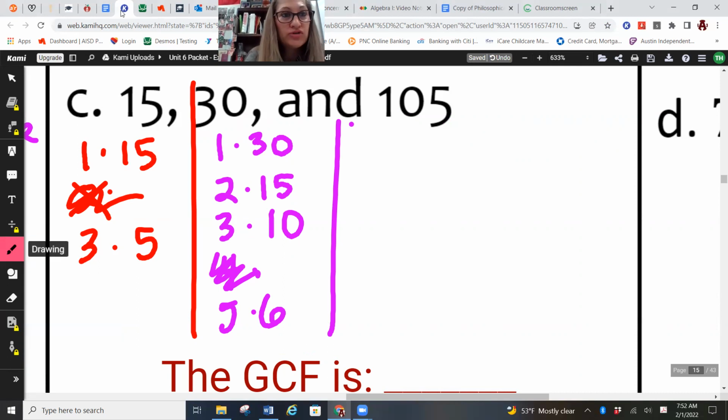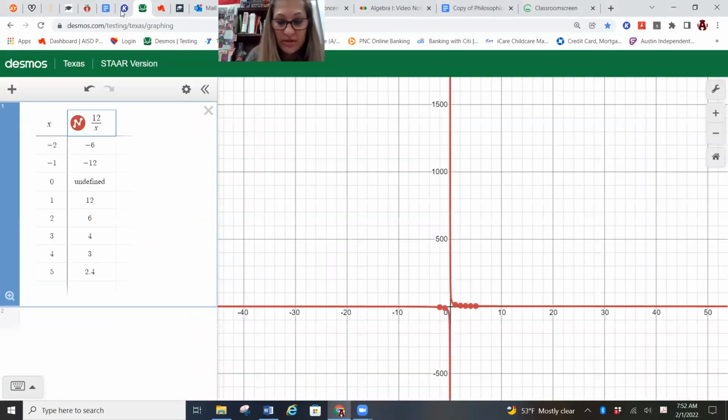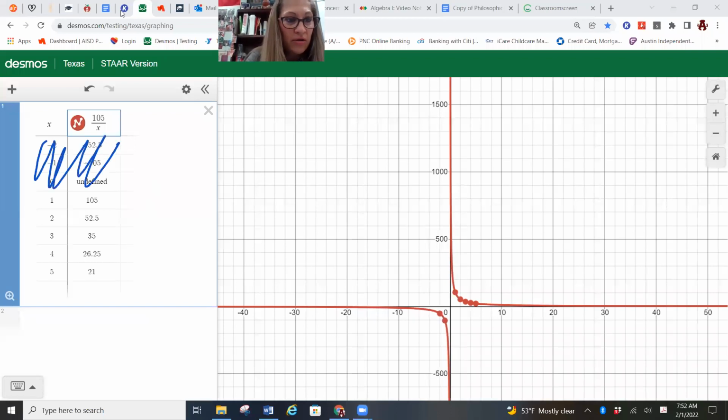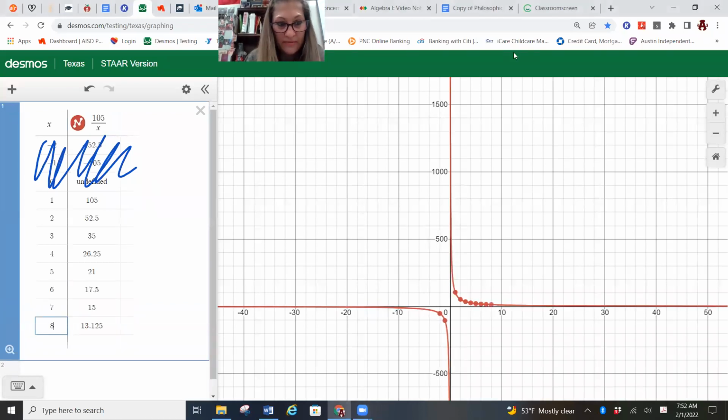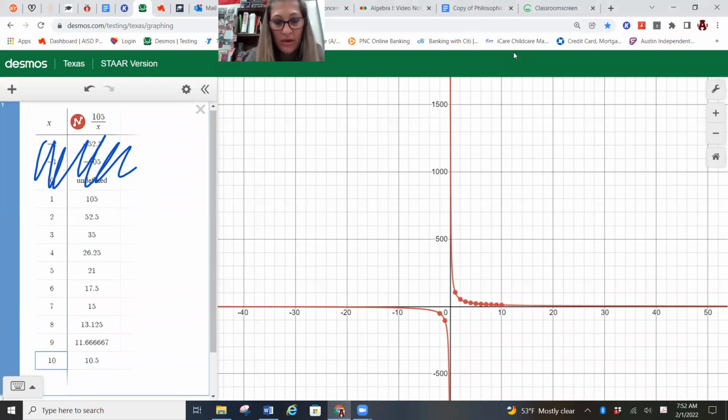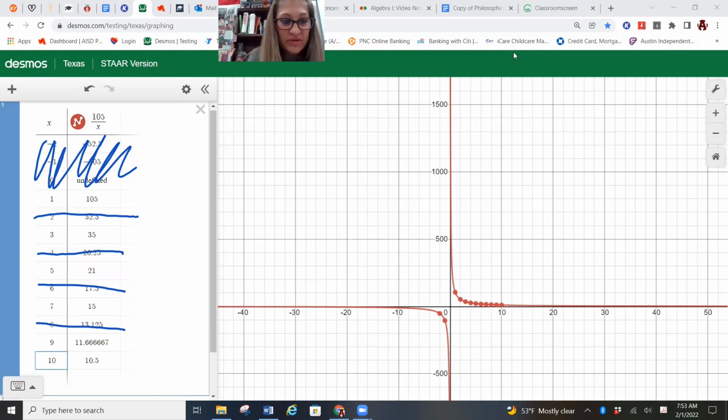Okay, now let's move to 105, and I'm going to go back to Desmos and type in 105 divided by x. Okay, remember how we do this? We can cross out all of the negatives and the 0 choices. 6, 7, 8, 9, 10. And I think I've got them all. So 1 times 105, 2 has a decimal, 4 times a decimal, 8 times a decimal, 6 times a decimal, 9 times a decimal, 10 times a decimal.